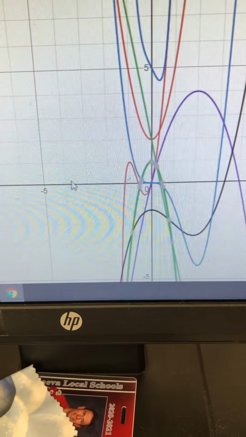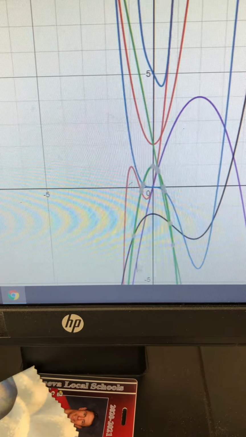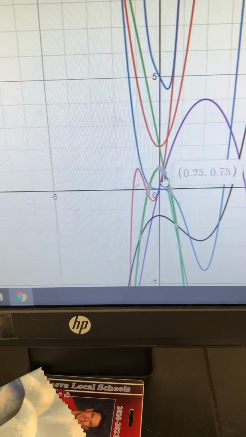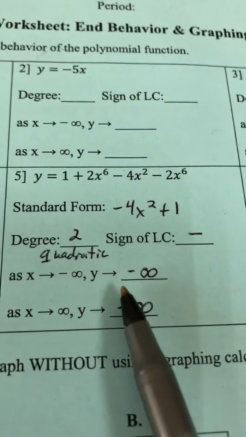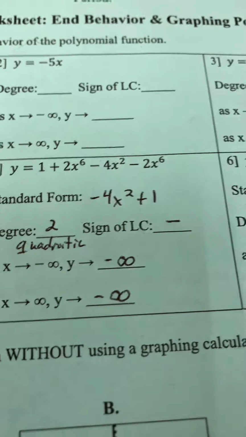Notice x is going to negative infinity, y, it's opening down, it's going down. And then as x is going to positive infinity, it's going to go to negative infinity again. So I have negative infinity, negative infinity.